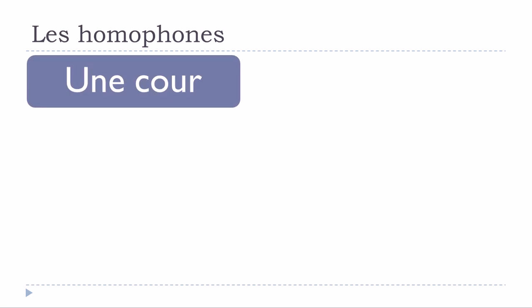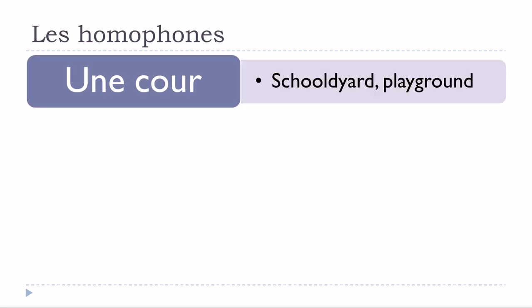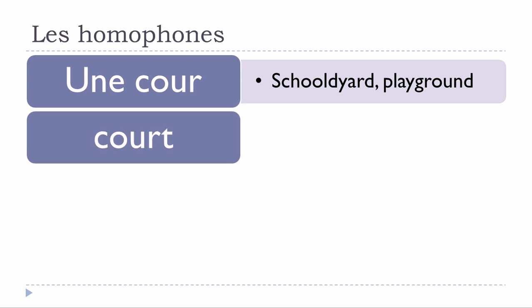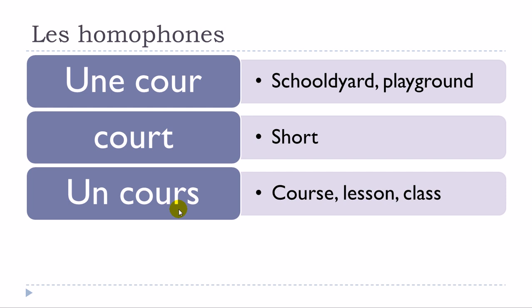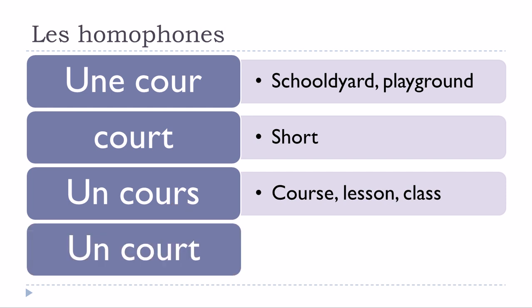Une cour. And then we get the adjective court. And after that, un cours. And then un cours. Alright, so you can see that here you get the feminine, une cour, then you get the adjective court, un cours, un cours.